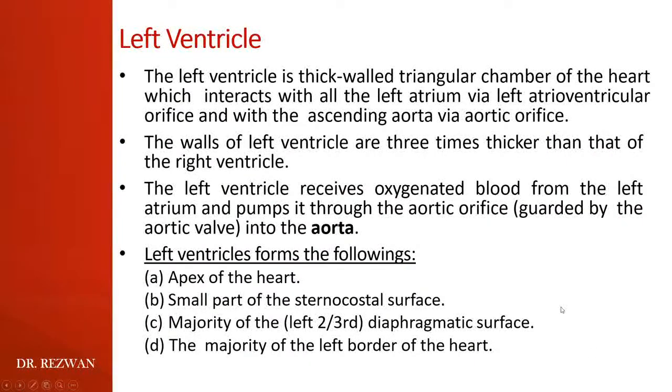Now the left ventricle is a thick-walled triangular chamber of the heart which communicates with the left atrium via the left atrioventricular orifice, and with the ascending aorta by the aortic orifice. The wall of the left ventricle is 3 times thicker than that of the right ventricle, as we have seen already. The left ventricle receives oxygenated blood from the left atrium and pumps it through the aortic orifice to the aorta.